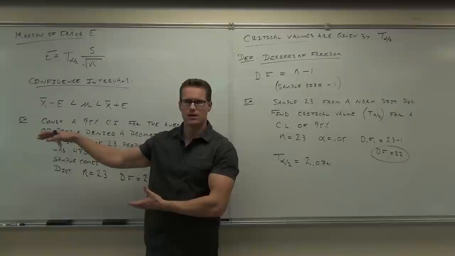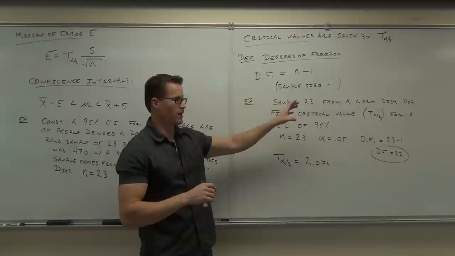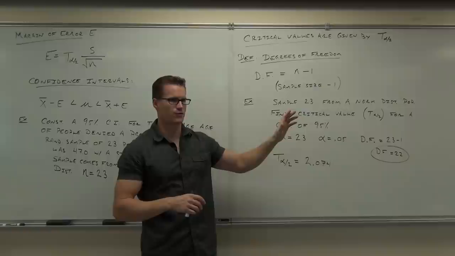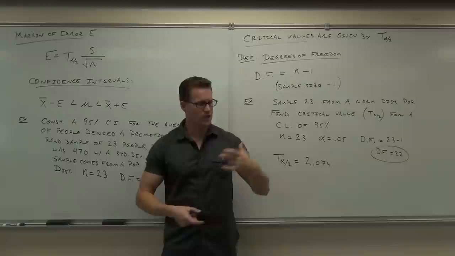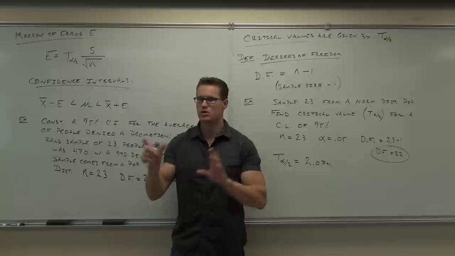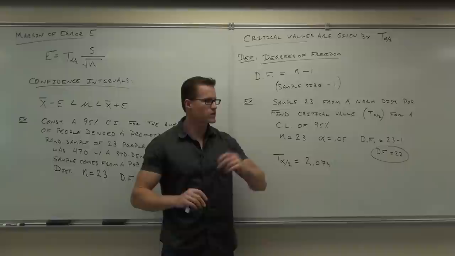If you can manage that, then you can manage doing the test just fine because you're going to get a whole lot of confidence intervals on your test, at least four confidence intervals. So if you can tell the difference between sigma and S, population standard deviation and sample, by reading the problem, you'll be just fine. If you can't, you're going to mess up. You're going to do a Z when you should have a T, or a T when you should have a Z, and it's getting crazy on you, right? So let's read real careful.